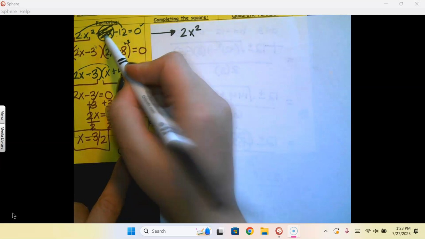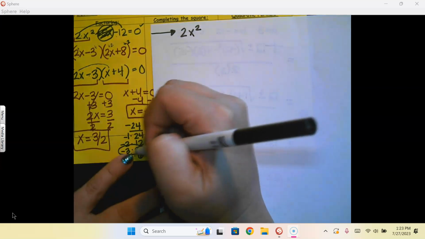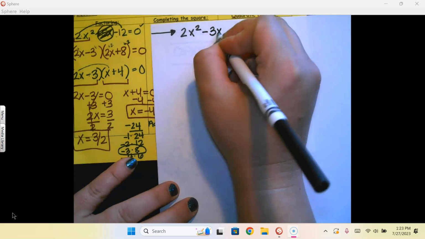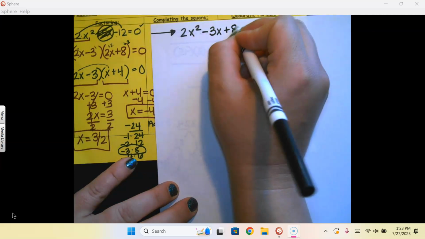except for when you get to this, you're going to plug in, and it doesn't matter which one goes first. So I'm going to have the negative 3x, and I have to put the x there, and then I have to put the x there.